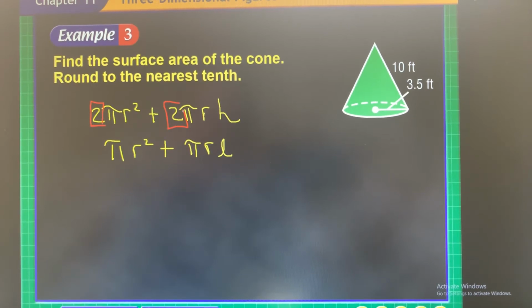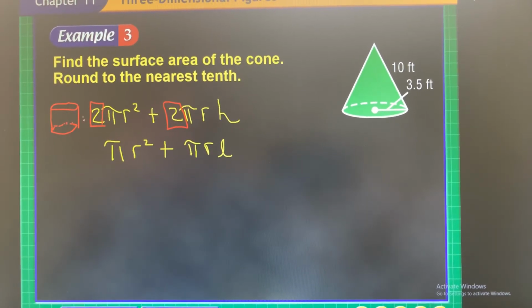On the cylinder, you're multiplying by 2. Well, why are you multiplying by 2? Remember I told you. Because the cylinder has 2 bases that are circles. A cone only has this one base right here. So that's the biggest difference.